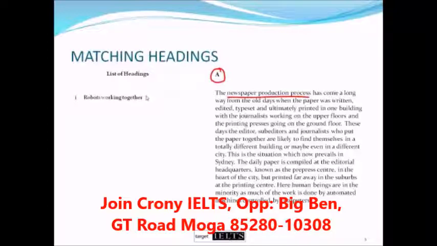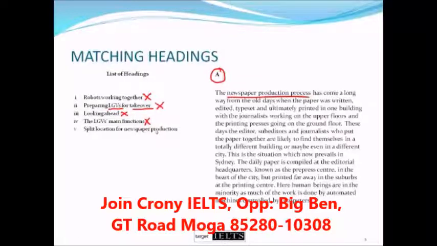Could it be robots working together? No. The line does not talk anything about robots. Preparing LGVs for takeover? I don't even know what LGVs are and what takeover means. It's definitely not this one. Could it be looking ahead? No. LGV's main functions? Doesn't make sense. Split location for newspaper production.